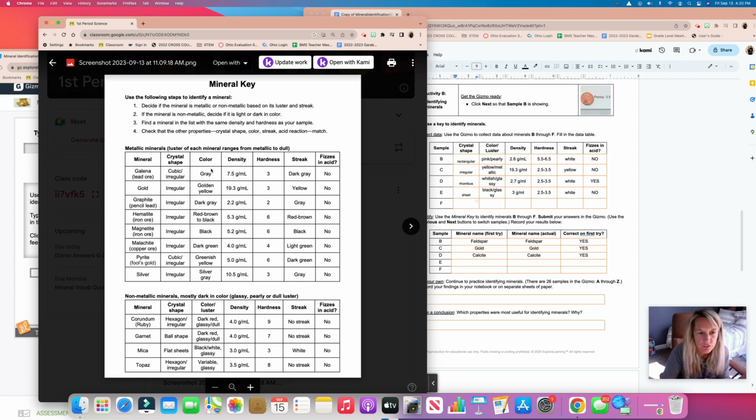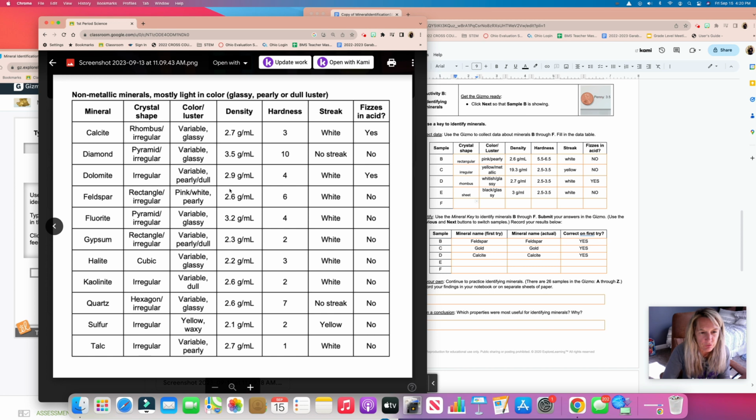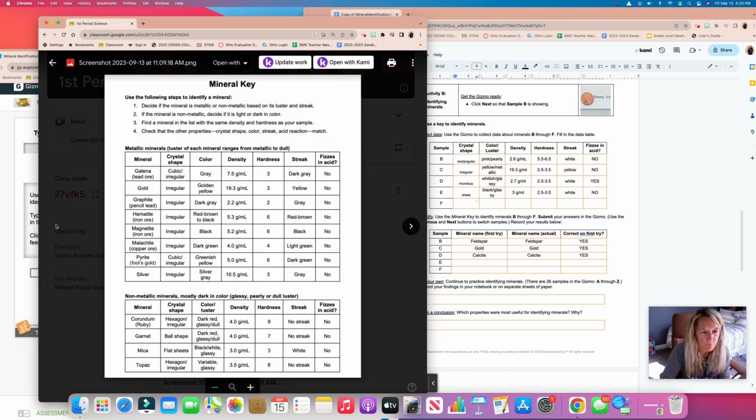All right, so let's go to our properties here and start at the beginning. Let's first start with density. So density of 3, I'm looking. All right, there's mica. Let's look on the next page. Density of 3. Oh, that's it. So let's look at mica. Does it break off crystal shape in flat sheets? Is it black and kind of glassy? Yep. Does it have a hardness of about a 3? Yep. Does it streak white? Yep. Does it fizz in acid? No. So looks like a match to me.